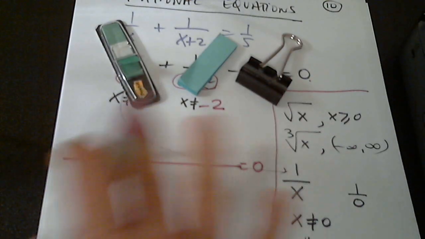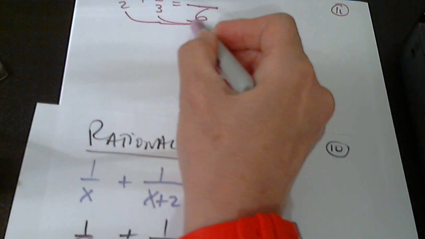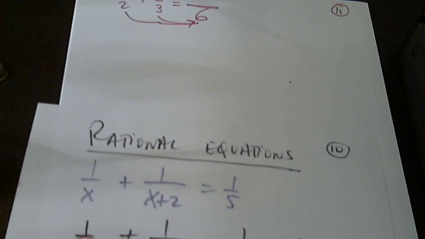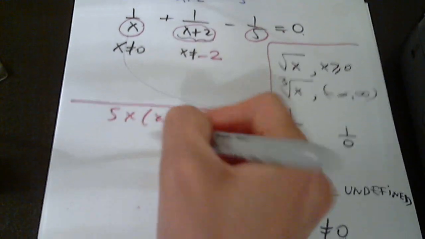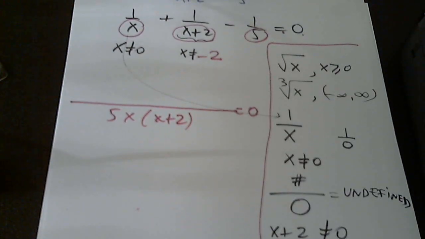What is the least common denominator? The what? What word am I looking for? You cannot even read them, you don't see them. You just have to say the product of those three. The product. So it's 5x, x plus 2. It's the product of those three.